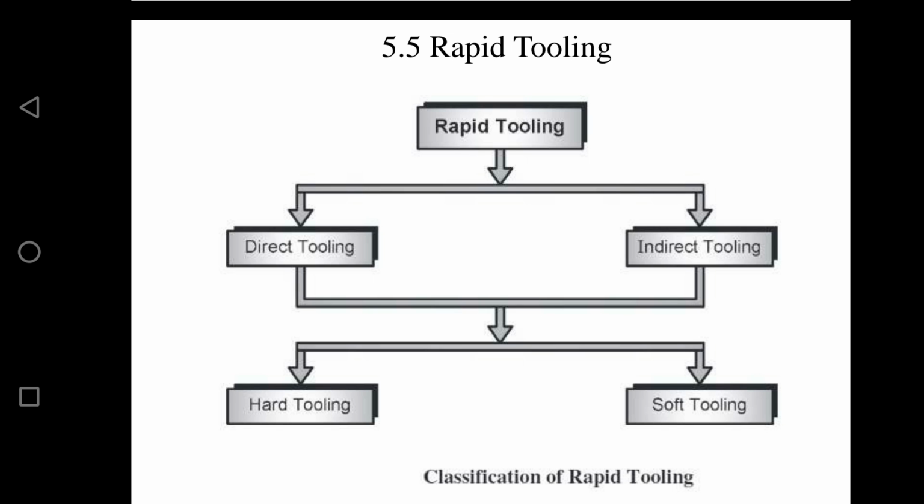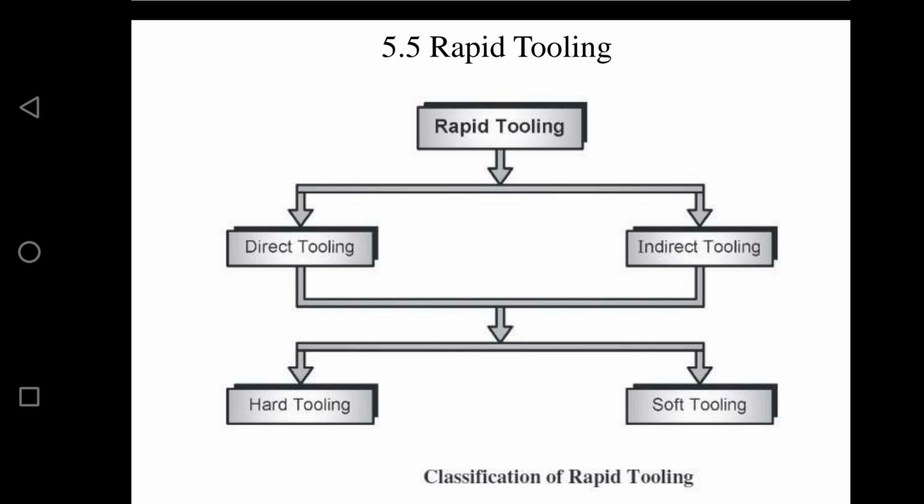So what is hard tooling? Hard tooling is the process of making a tool or mold from hard materials like steel. Okay, if I am using a material like steel to make the master patterns by using a rapid prototyping process, then that is called hard tooling. And the second one is soft tooling. Well, the name itself indicates, this is the process of making the tool from soft materials, like you may use silicone rubber, epoxy resin, or low melting point alloys, okay, by using the rapid prototyping process. Then that is called soft tooling.